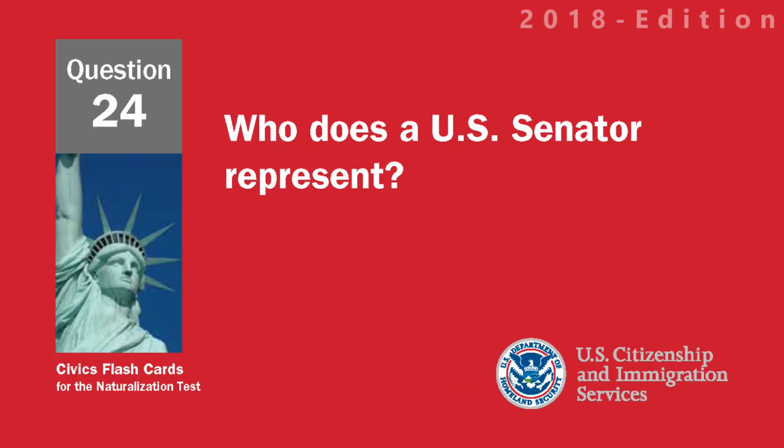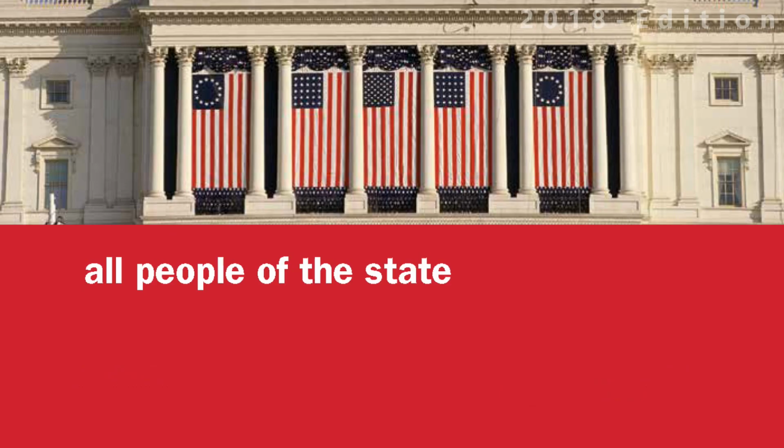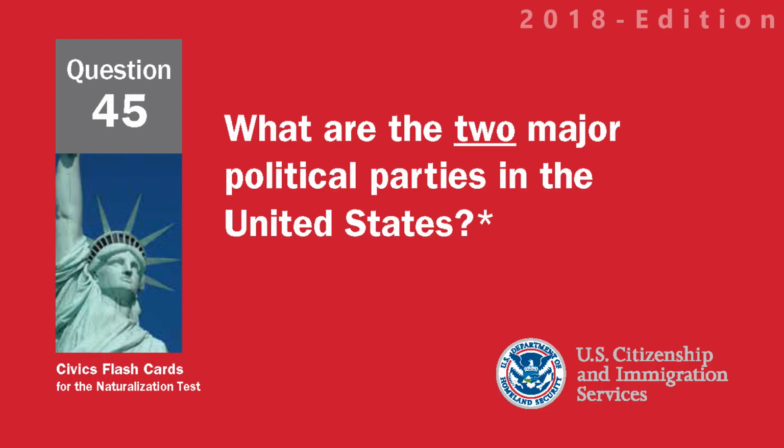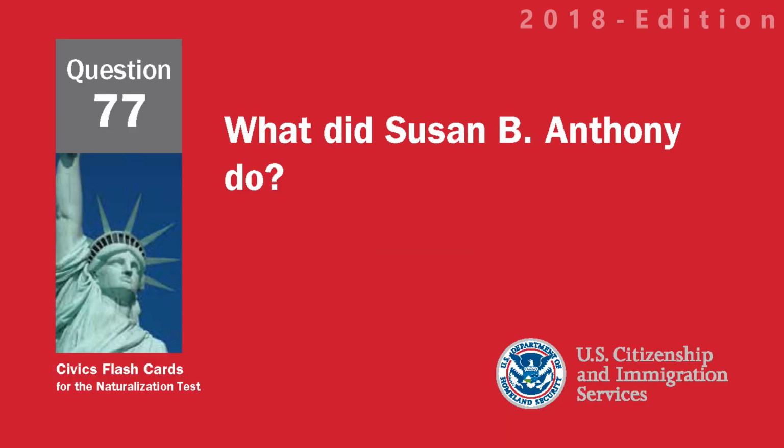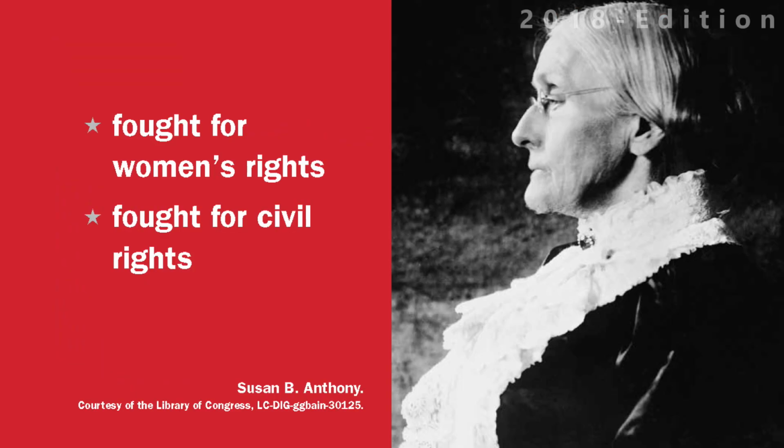Who does a U.S. Senator represent? All people of the state. What are the two major political parties in the United States? Democratic and Republican. What did Susan B. Anthony do? Fought for women's rights. Fought for civil rights.